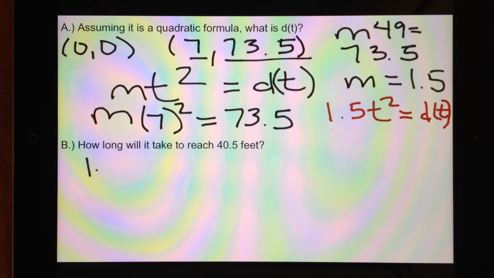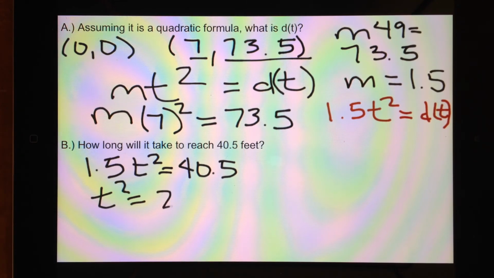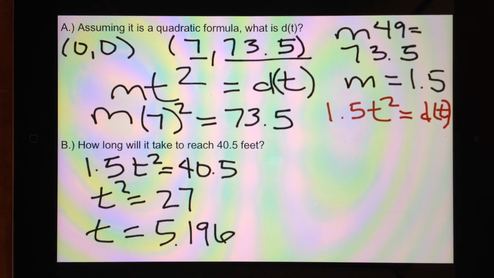Since we have the equation, we can just fill in the numbers we know. Since we don't know what t is, it'll be left alone. We divide each side by 1.5, and we have t squared equals 27. And then finally, the square root of 27, or t, is 5.196 seconds. And that's our answer.